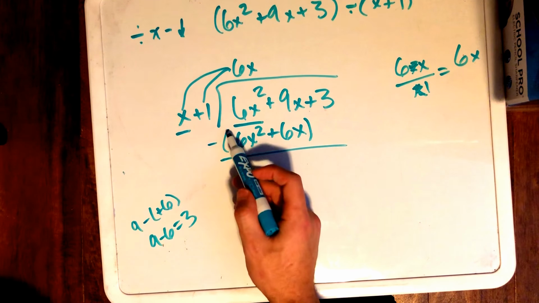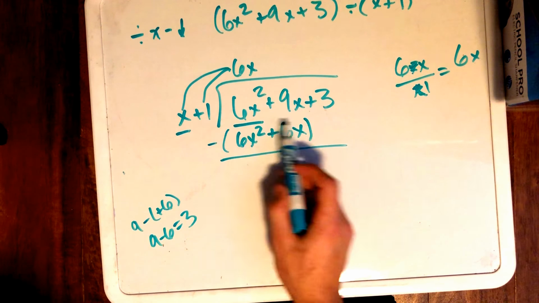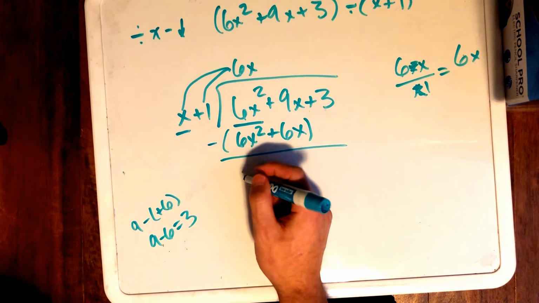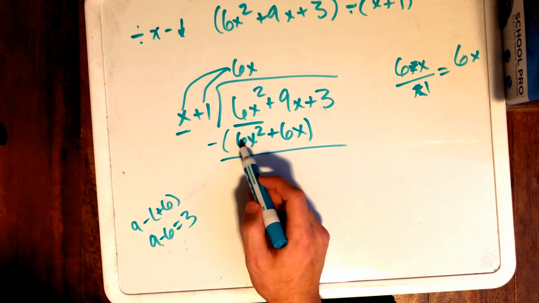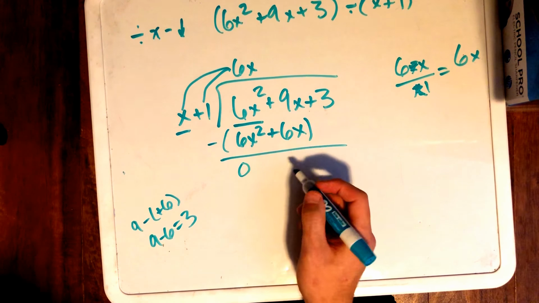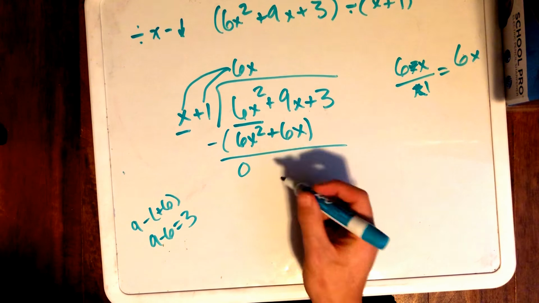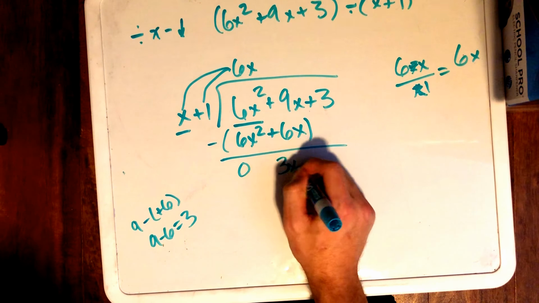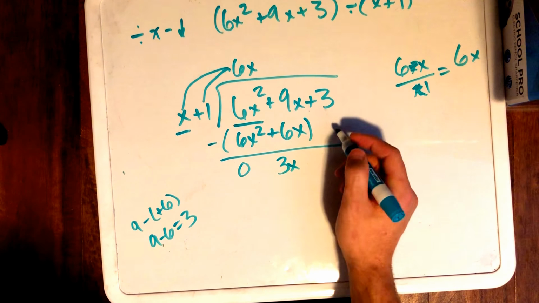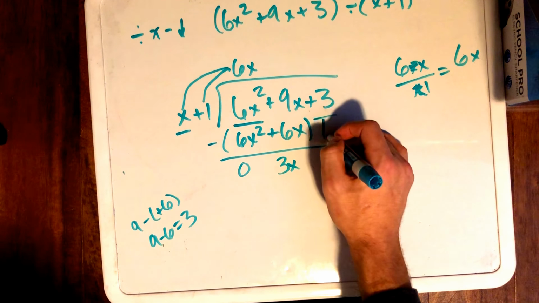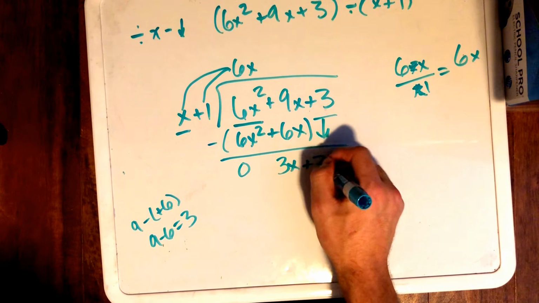So we want to make sure that once we've multiplied, we put what we have in parentheses and we subtract the whole thing. So we have 6x squared minus 6x squared. That's still going to go to 0. But now we have this 9 minus a positive 6x like we did here. So we're going to be left with a 3x. And then now we've done our subtraction and we want to bring down the last term, which was our 3.